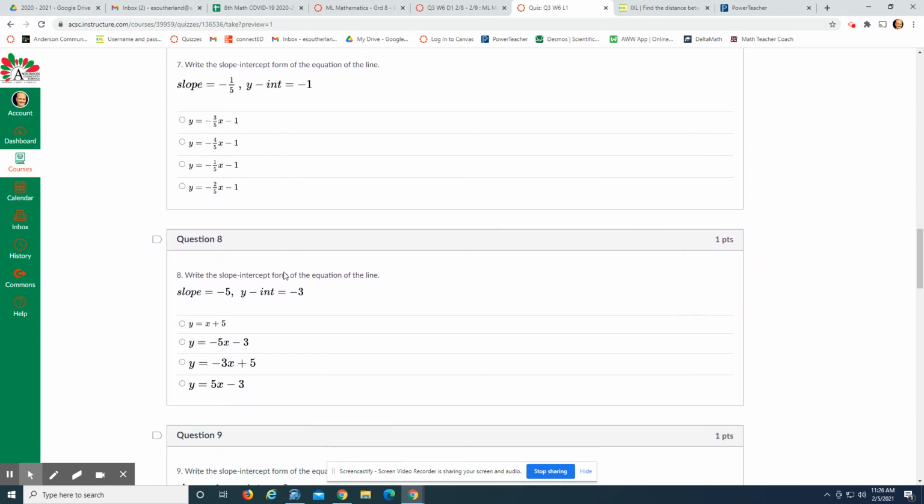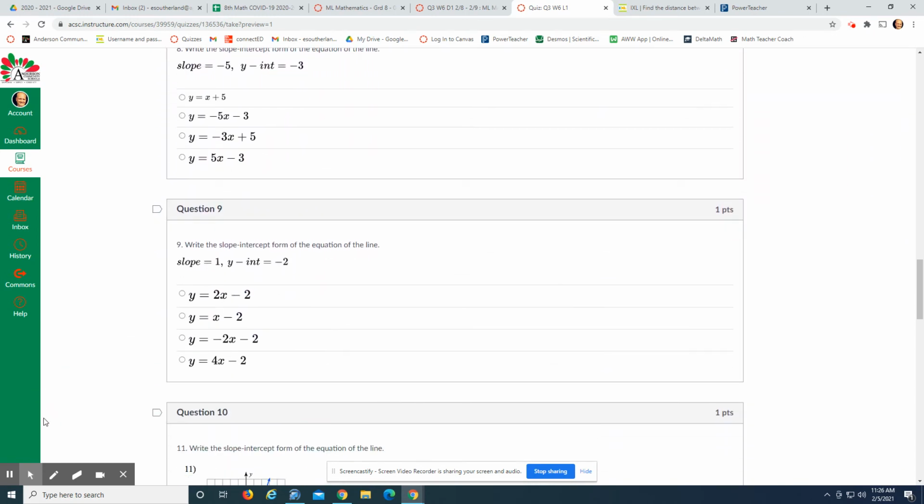When we look at a question like number 9, we can see that the slope is 1. There's not a 1 written there, but we know that it's there. And then the y-intercept, we have to make sure that it's the same. So -2, -2. So I know that B is the correct answer.